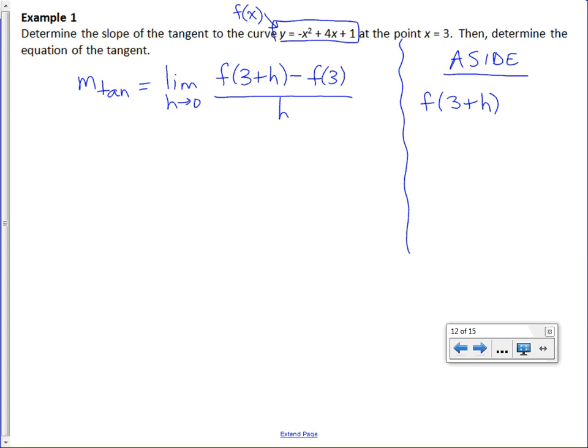So remember last year when you learned about function notation? This is what we need to put into the function. So everywhere there's an x, x gets removed, and what goes in its place? 3 plus h. So negative bracket 3 plus h all squared plus 4 bracket 3 plus h plus 1. You've been training for this since grade 10, guys. Expanding quadratics. I have faith in you.